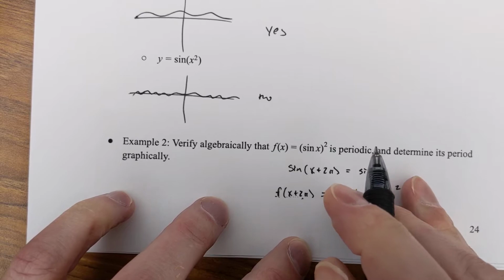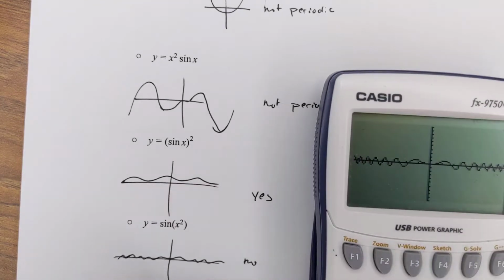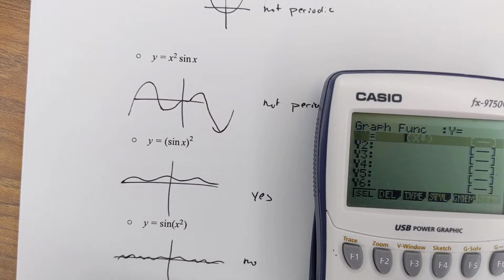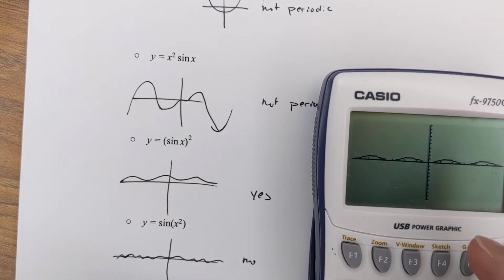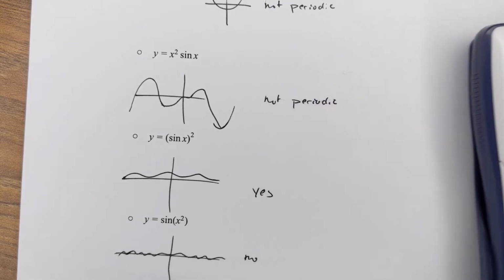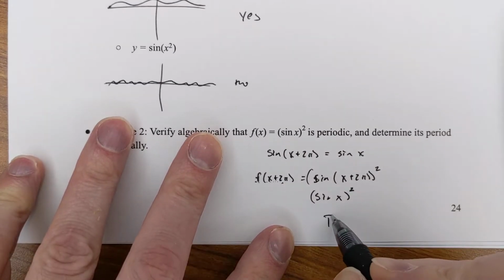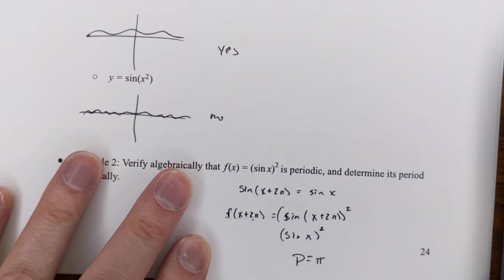So it says determine the period graphically. Okay, so we've got to go back and look at the graph. It was sine of x squared, draw. If we trace it, it starts at 0, goes up, comes back down, and at about pi, it starts to come back up again. So the period for this function is just pi, because that's how long it takes to repeat.